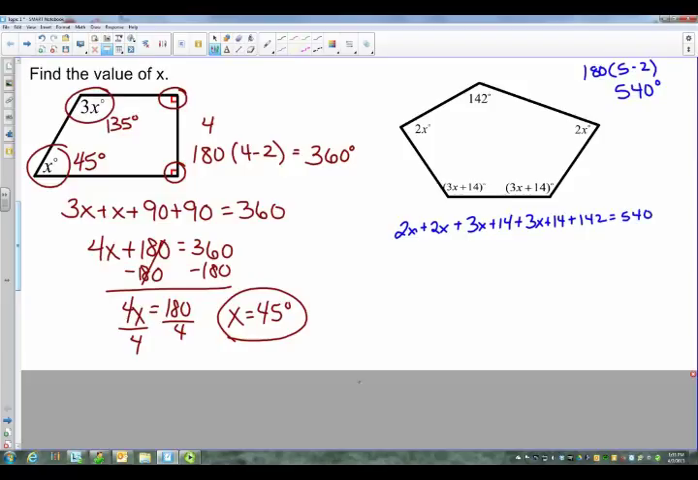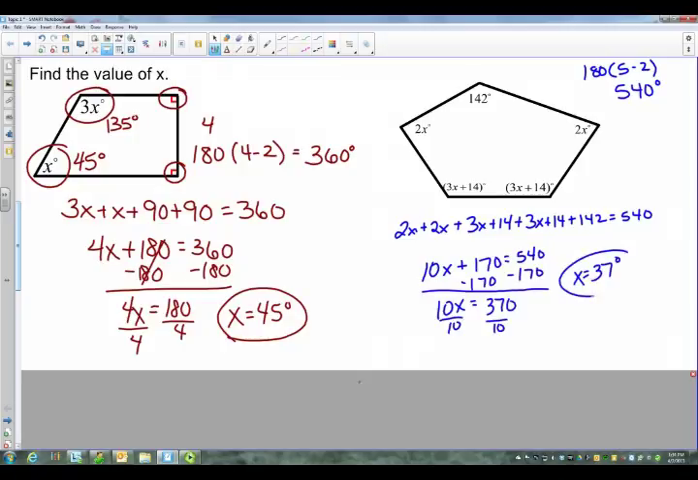So we're going to do some combination of like terms. You take 2x plus 2x plus 3x plus 3x, add those all together, you get 10x. Okay, add your 14 and 14 and 142, that gives you 170. That's going to equal 540. Okay, we're going to subtract 170 from both sides. So you end up with 10x equals 370. Divide by 10, and x equals 37 degrees.